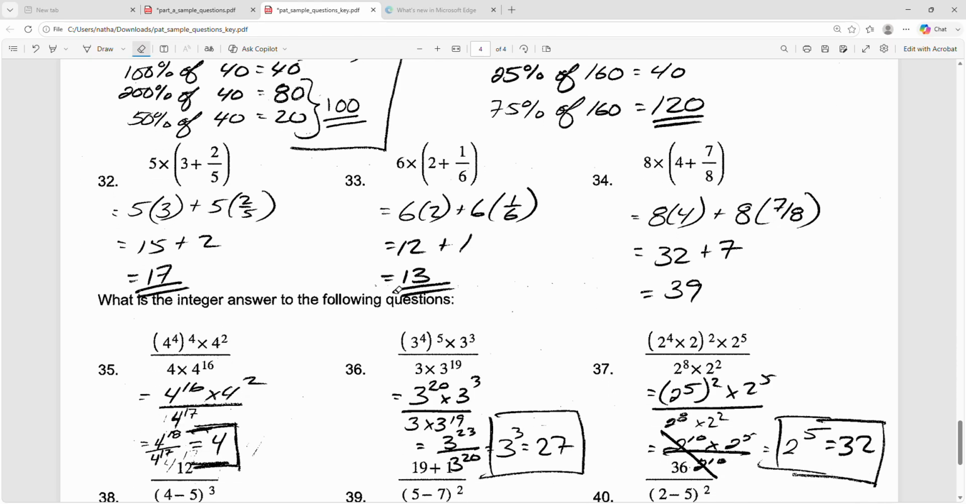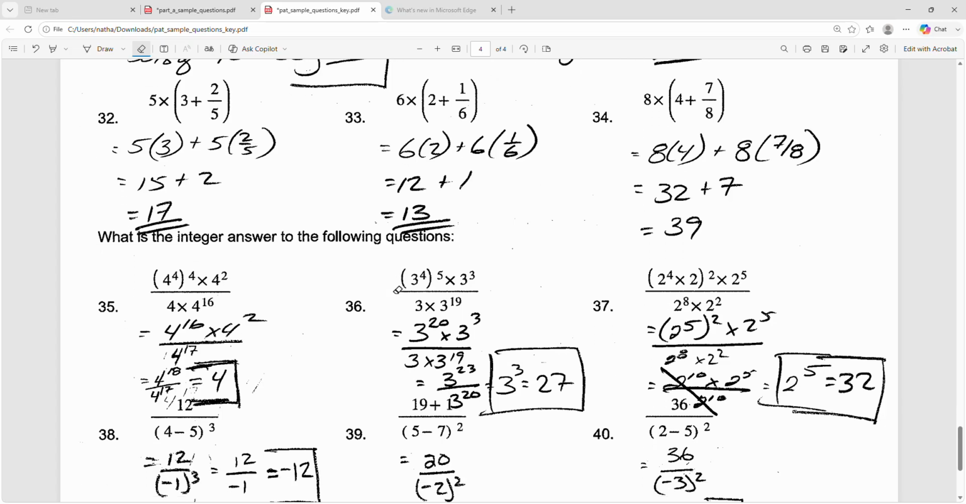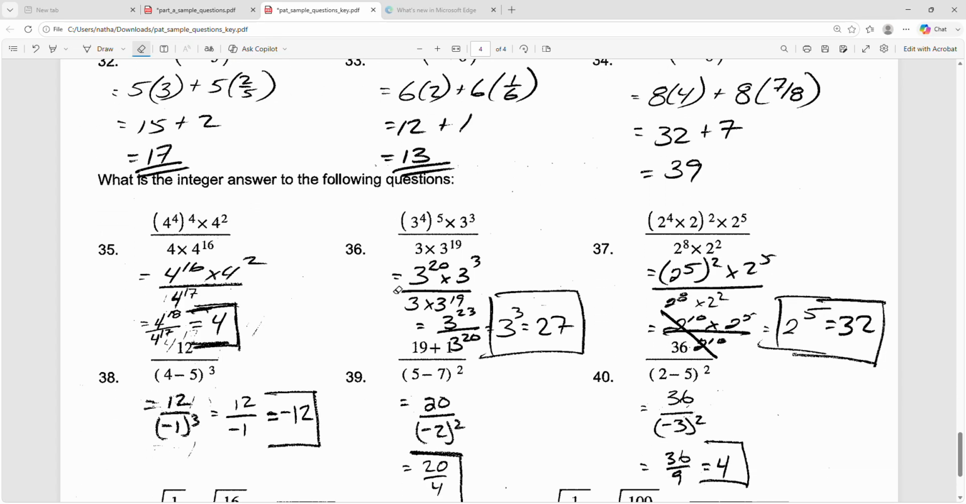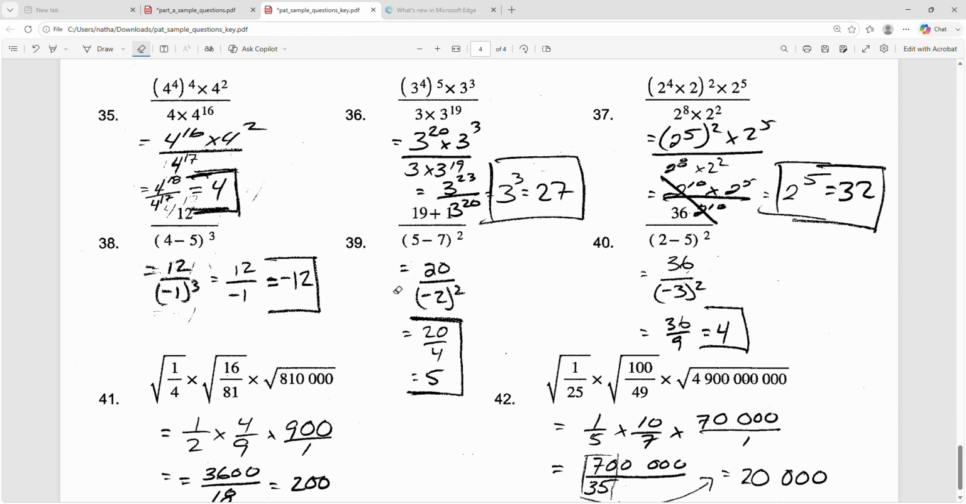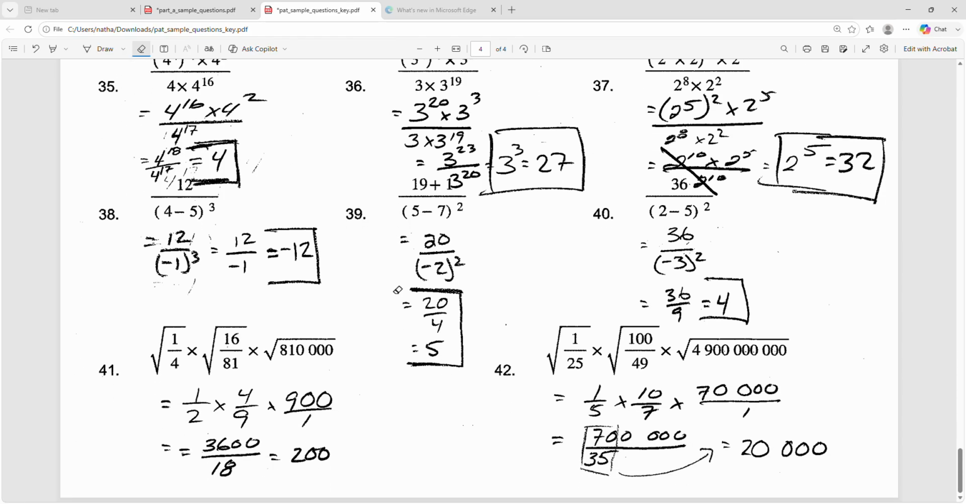Okay, they did some of these a little bit differently. So as long as it makes sense to you, it's nice and compact. So you can do it any way that works for you. And it looks like all of our answers agree.